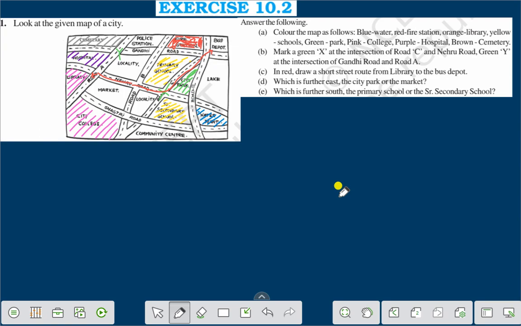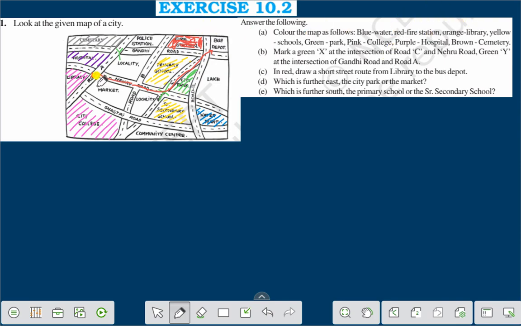Hello everyone. Today we'll discuss exercise 10.2 question number 1. Look at the given map of a city. Answer the following. Color the map as follows. Blue: water. This water plant is blue in color. Red: fire station. The fire station is red in color.